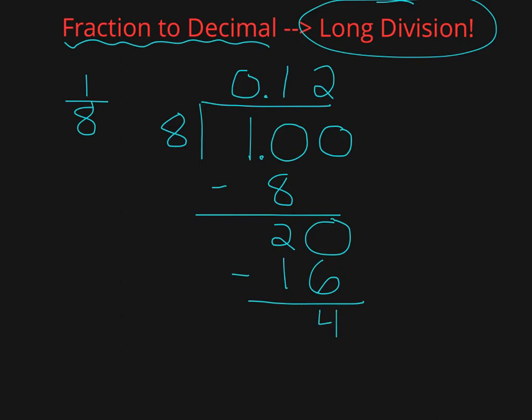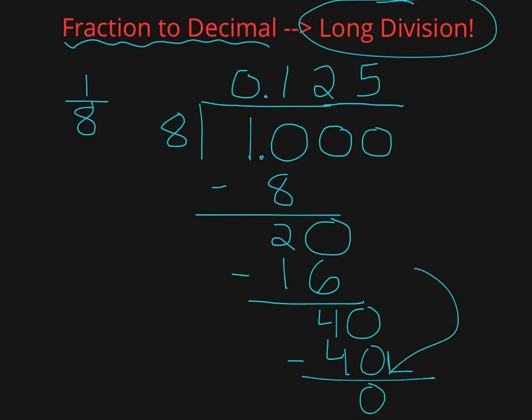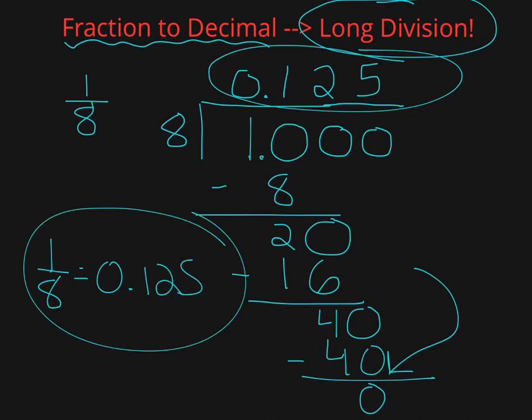Does 8 go into 4? No. Add a 0. Bring it down. Should probably extend my line. So now, how many times does 8 go into 40? Well, it goes in 5 times exactly. 8 times 5 is 40. Subtract. So you have to do this long division until you get that remainder of 0. And once you get the remainder of 0, you know you are done. So the fraction 1/8 is the decimal 0.125 using long division. All right, let's do two more.